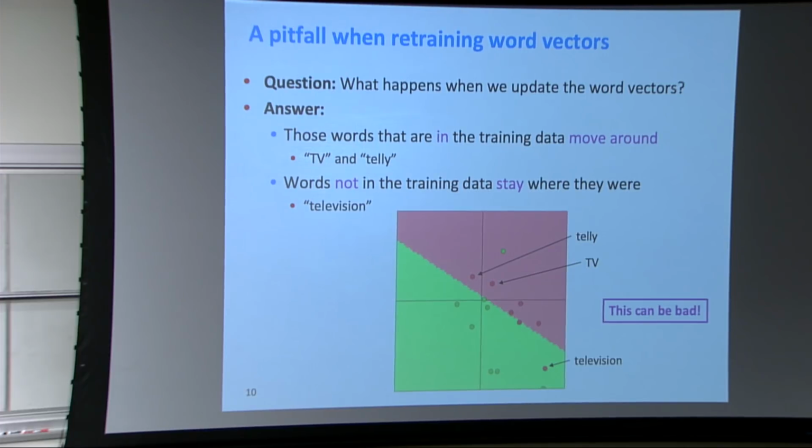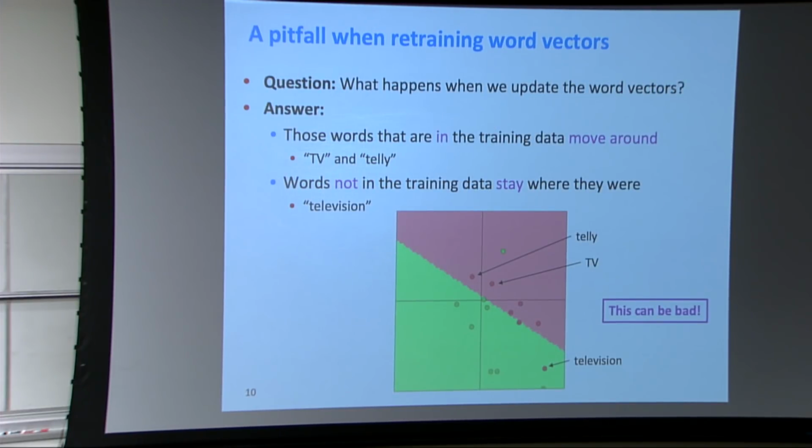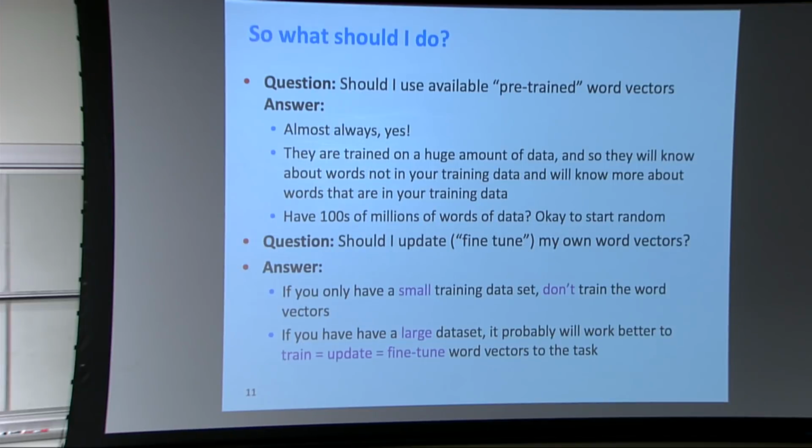Whereas if we hadn't changed the word vectors at all and had just left them where our word embedding learning system put them, then it would have said, television, that's a word that means about the same as TV or telly, I should treat it the same in my sentiment classifier, and it would actually do a better job. So it's two-sided whether you gain by training word vectors.